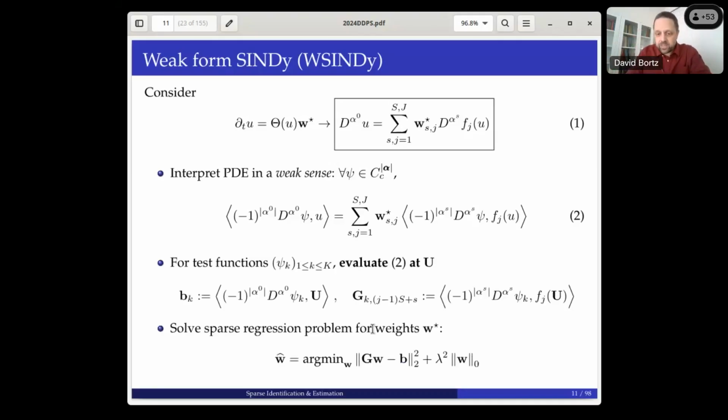Now, what does this look like? You can, of course, then create your b vector, your G matrix, and again, you're back in the sparse regression problem, but now you're robust to noise. And that's really the core of what's happened here.